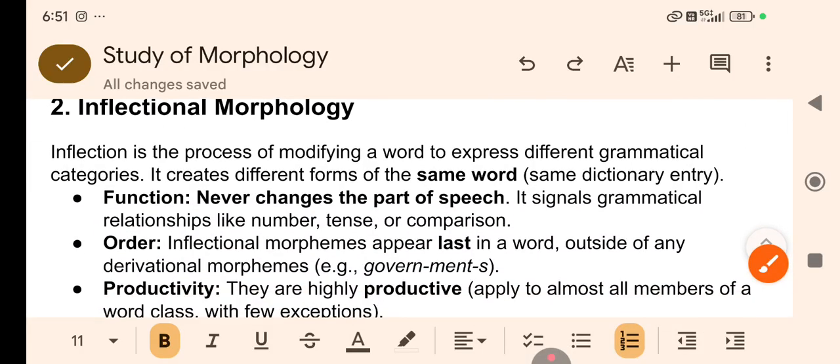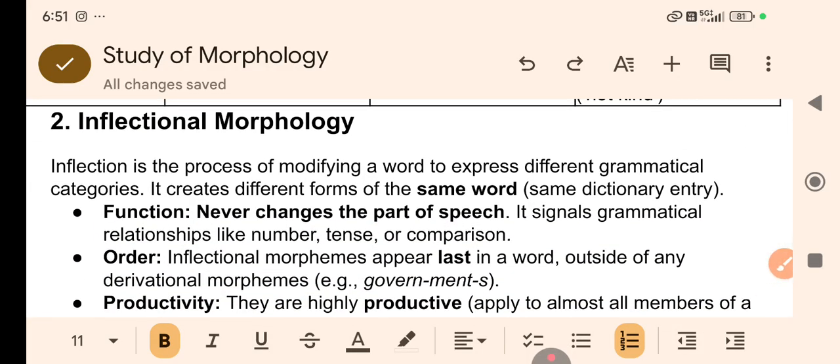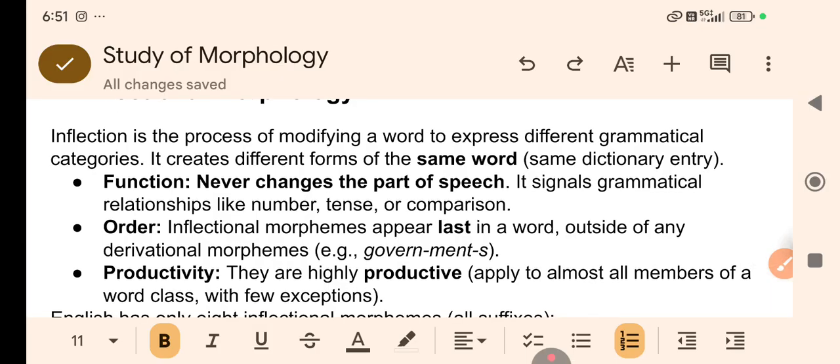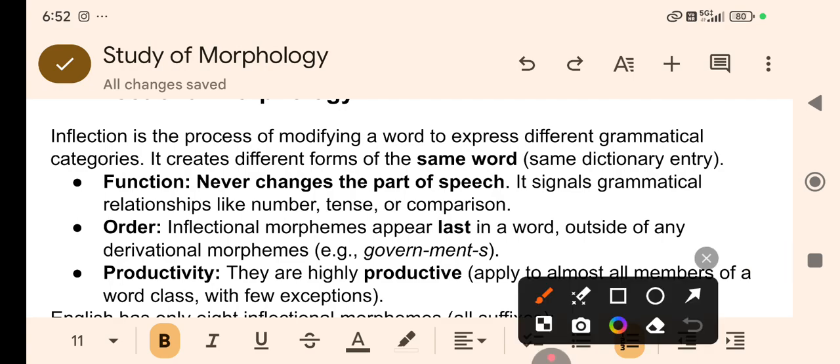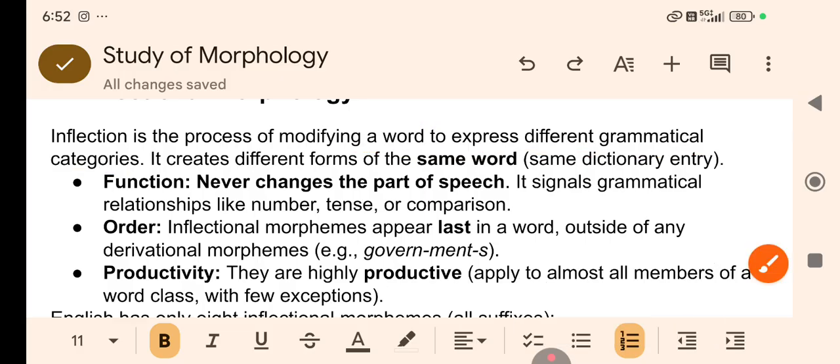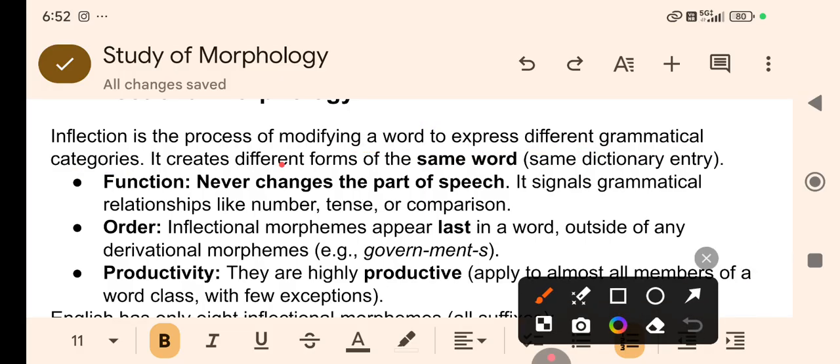Now come to inflectional morpheme. Inflectional is a process of modifying a word to express different grammatical categories. So that is modifying, not a new form. It creates different forms of the same word. Means just the form is changed, not a new word. That modifies a word, not changes the word. Same dictionary entry, right?